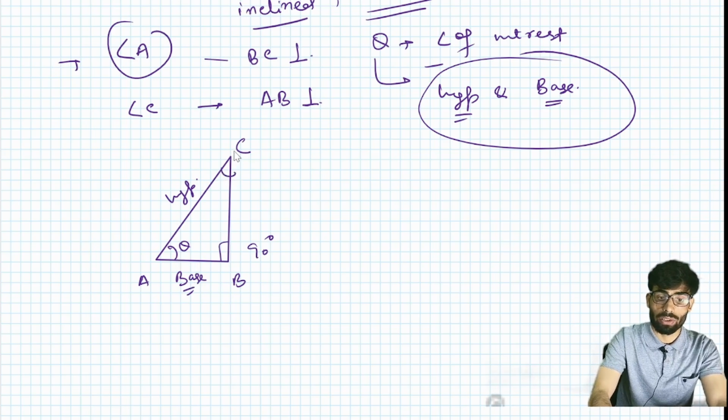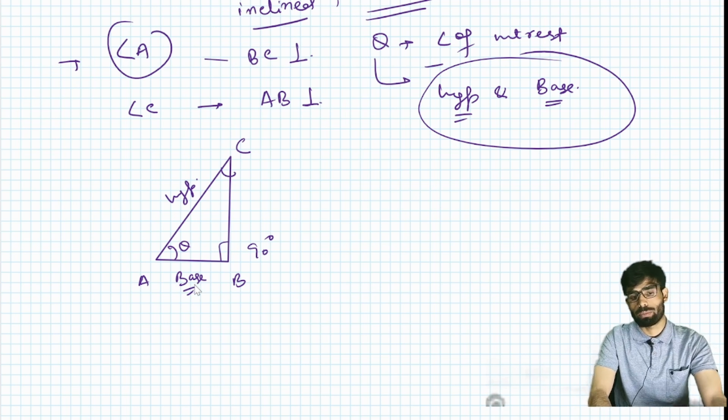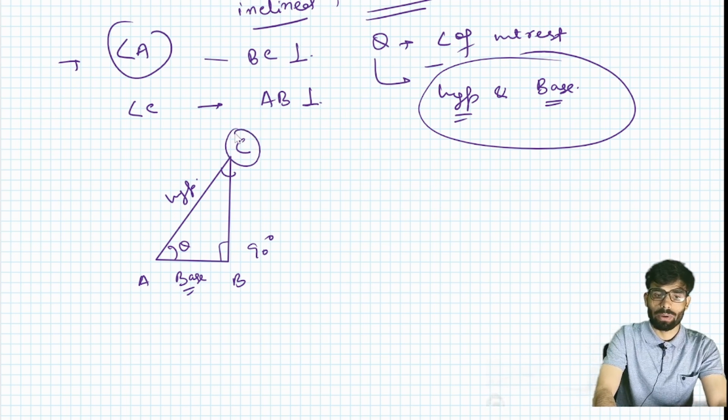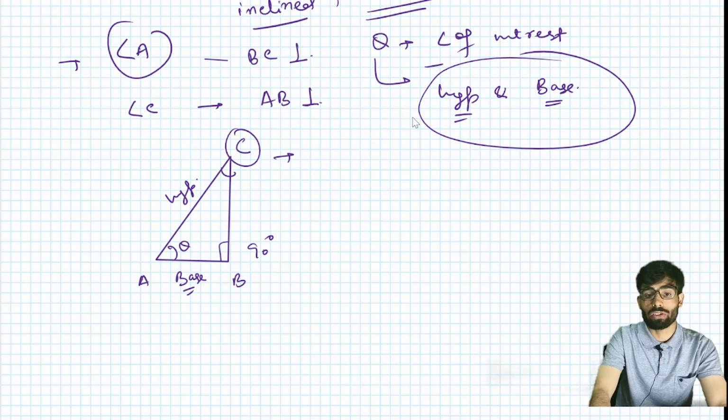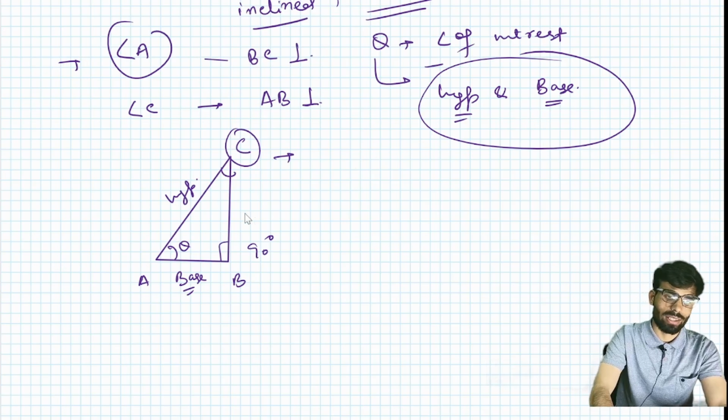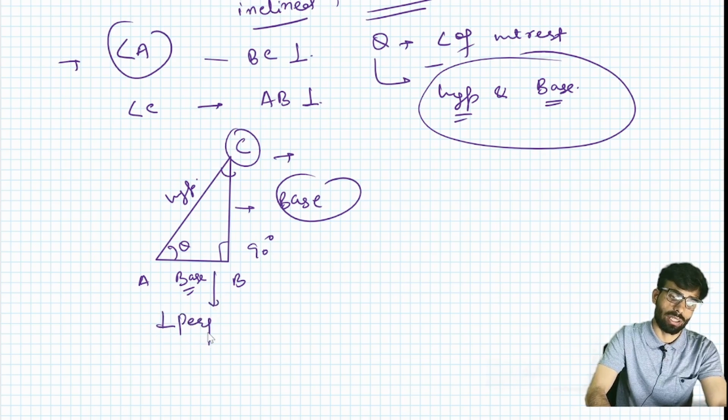If our angle of interest changes, let's see. In our first case, the angle of interest was angle A. At that time, the hypotenuse was constant and this side became the base. But when the angle of interest is angle C, the angle of interest will always be between hypotenuse and base. This side is then the hypotenuse and this will act as base. And this side will act as perpendicular in that case.